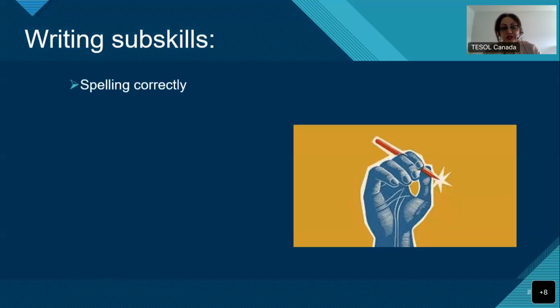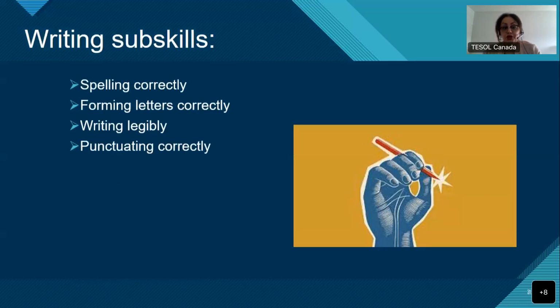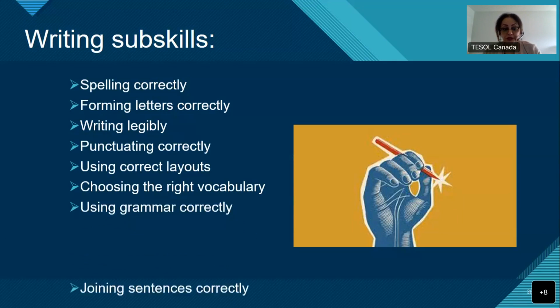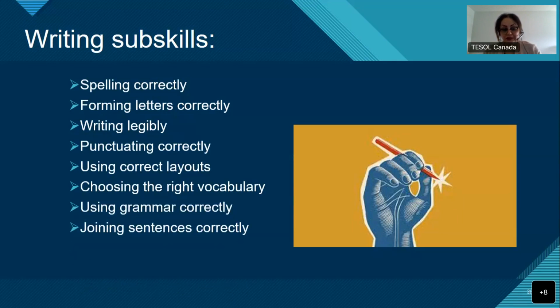So you have to teach them spelling, forming letters, writing legibly, punctuating correctly, correct layouts, choosing the right vocabulary. Is it formal, informal, narrative, academic? Grammar, using grammar correctly, joining sentences correctly, using paragraphs correctly. So these are sub-skills for writing.